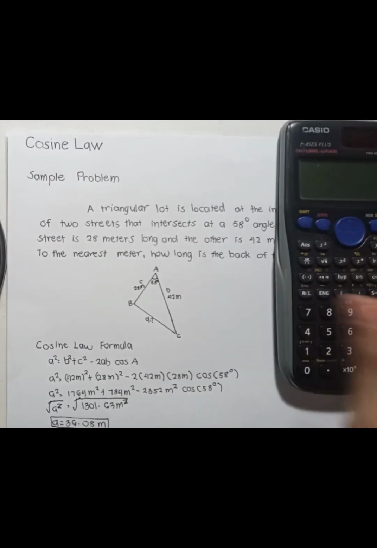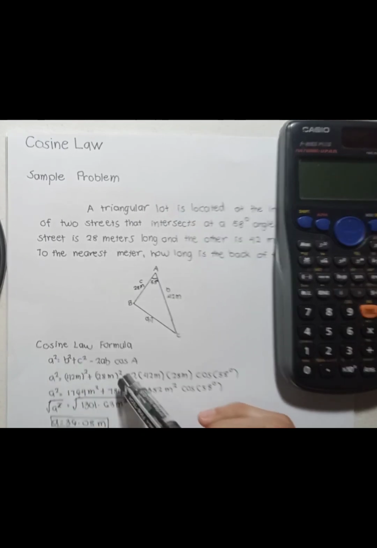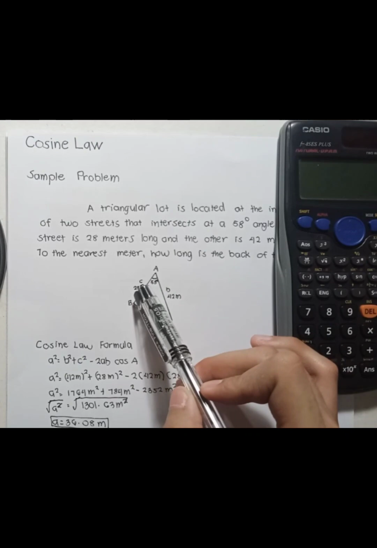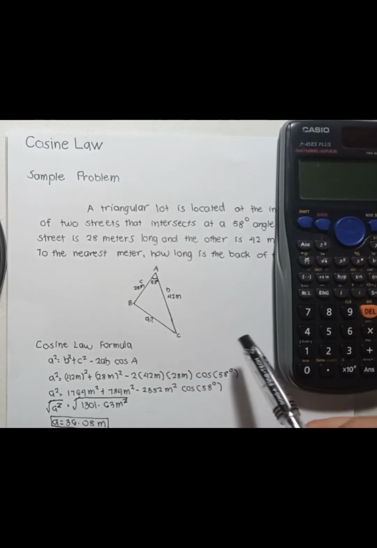we will use the formula a squared is equal to b squared plus c squared minus 2bc cosine a. Okay, a squared is equal to 42 meters squared, or we will substitute our b, our given for b is 42 and our given for c is 28. Okay, 42 meters squared plus 28 meters squared minus 2 times 42 meters times 28 meters cosine 58 degrees. So a squared is equal to 42 meters squared.